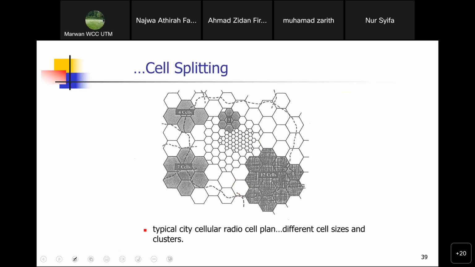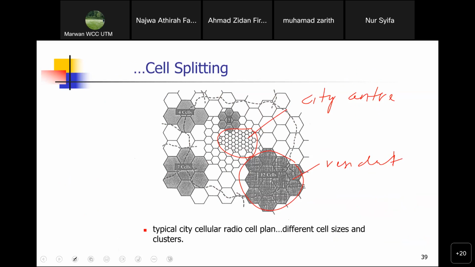If you look from the cell splitting point of view, in one area you can have something like this. In the middle over here, maybe this is the city center. In the city center, the radius is going to be small. Then once you go to the bigger one, you can have a bigger cell. So this might be a residential area. So from the point of view of planning, you can also have this kind of design, small, big, and big. So how you split your cell depends on how many users you want to serve.